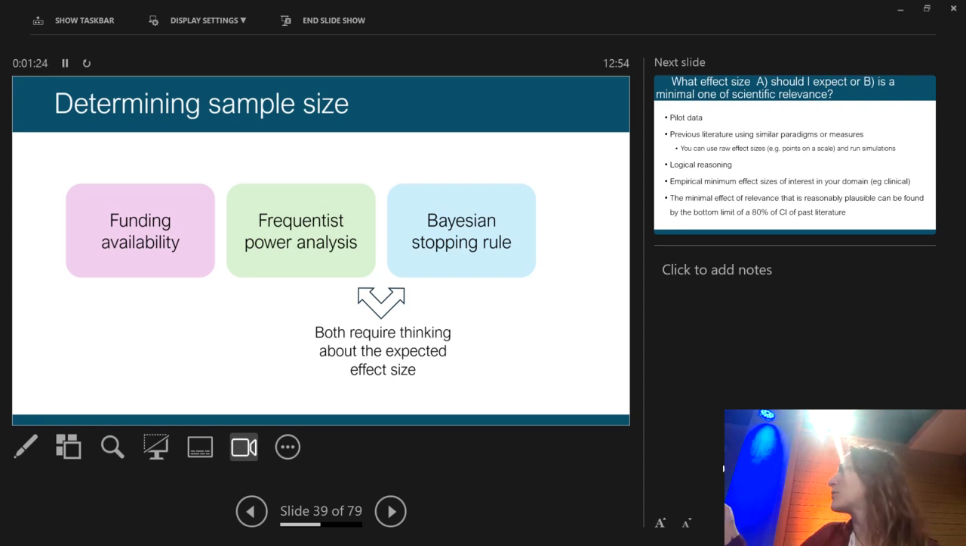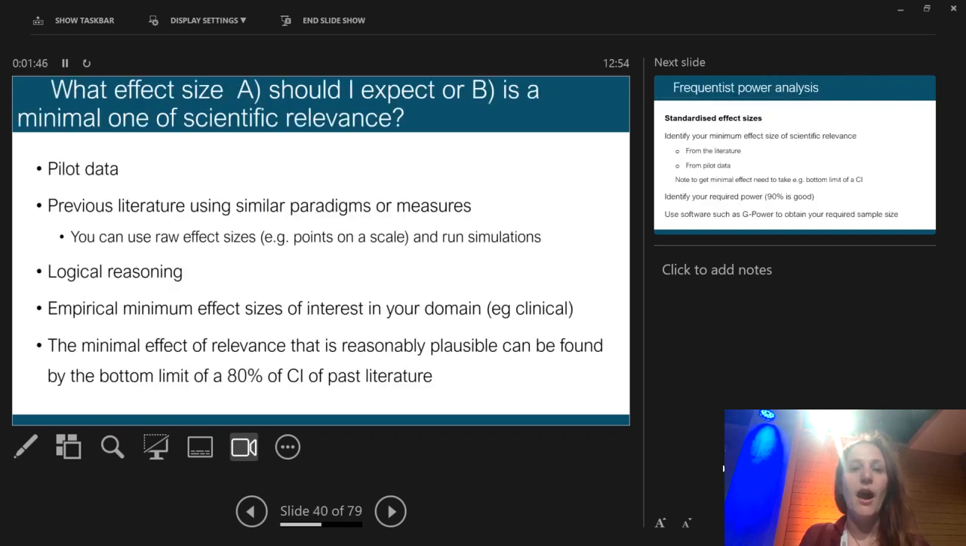you need. This third way of determining sample size is obviously really far from ideal, but for extremely expensive work like neuroimaging, or if you're doing mouse work, sometimes you've got this funding availability third option, which is obviously not the best scientifically, but pragmatically, that's sometimes what you have to do. So what effect size should I expect? Or what is the minimum effect size of scientific relevance?